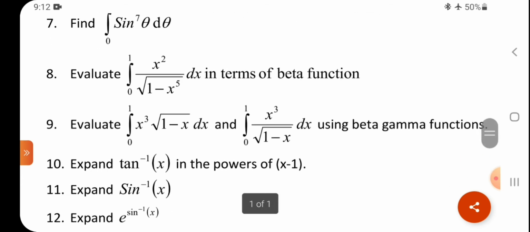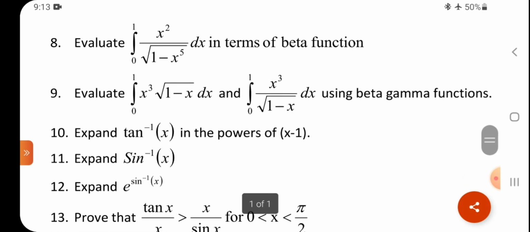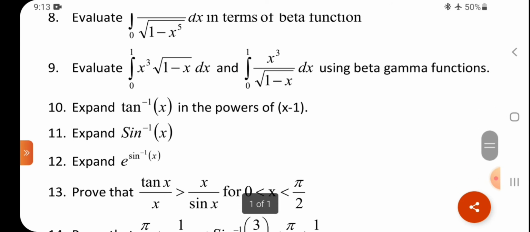Ninth one, evaluate integral 0 to 1 x cube into under root of 1 minus x dx. You can use the beta function definition, and after getting the beta function you can convert it into the gamma function by using the relation, for both the integrals. 10th problem, expand tan inverse of x in powers of x minus 1. Since the point is given, indirectly you are using Taylor series.